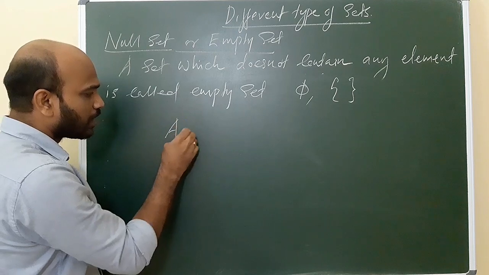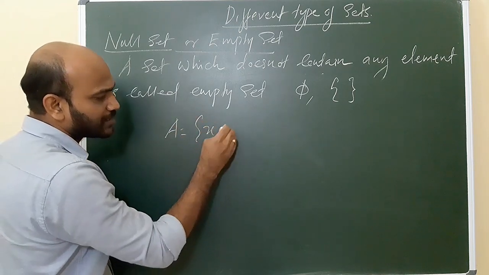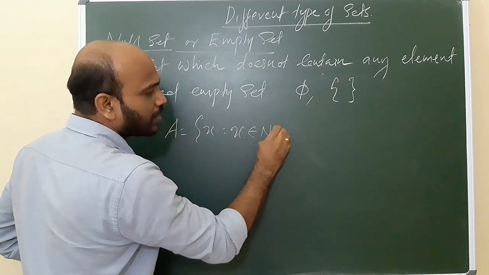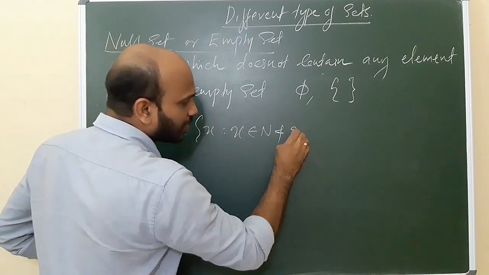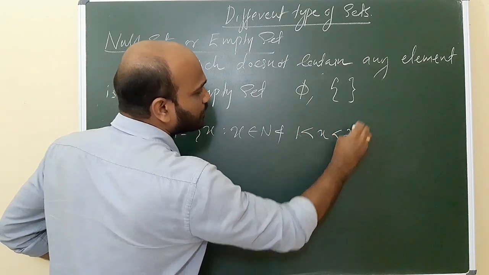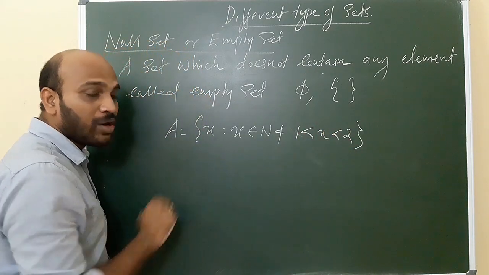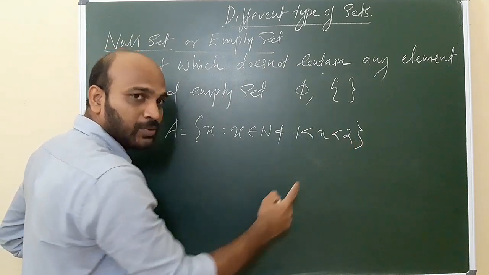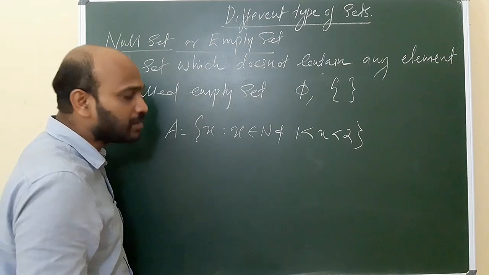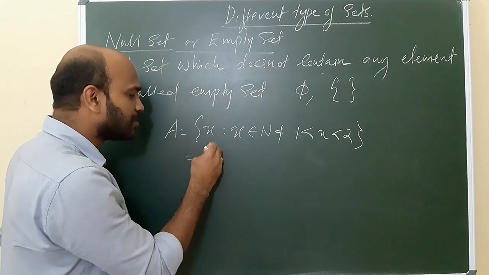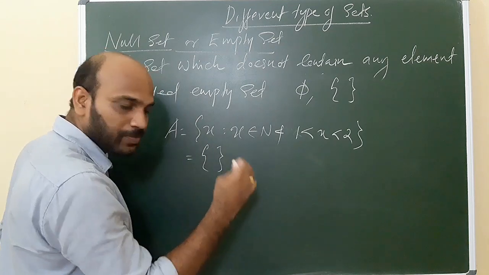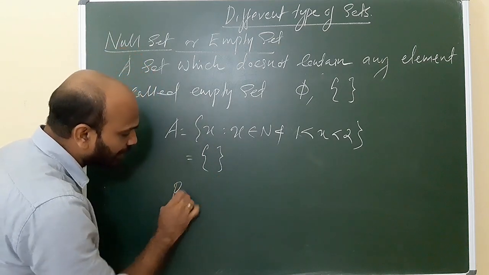A equal to the set of all x such that x belongs to N and 1 less than x less than 2. That means you have to write all natural numbers between 1 and 2. Is there any natural number between 1 and 2? There is no natural number. So this is an example for a null set. You can write it as this: you start the curly bracket and close it. Okay. And another example for a null set.